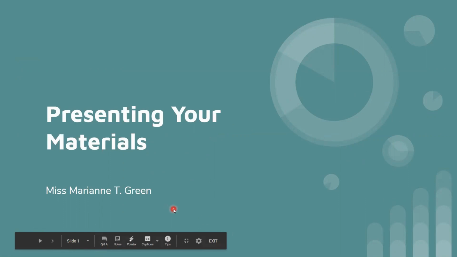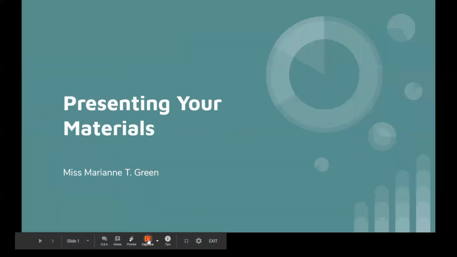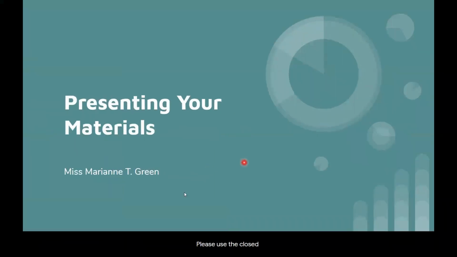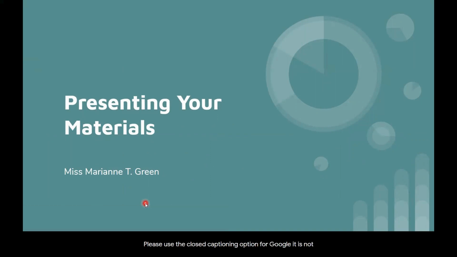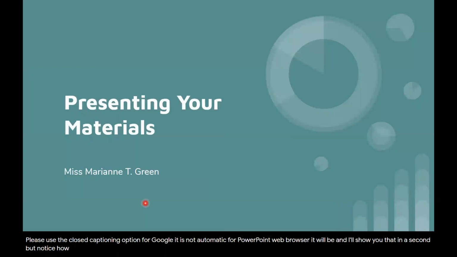The first thing that I recommend that all of you do is, because these are online, to please use the closed captioning option. For Google, it is not automatic. For PowerPoint web browser, it will be, and I'll show you that in a second. But notice how the AI is interpreting my words very much like your Siri on a smartphone, an iOS smartphone. And it is typing out what I am speaking to you through the presentation.